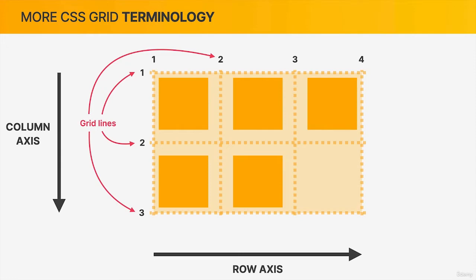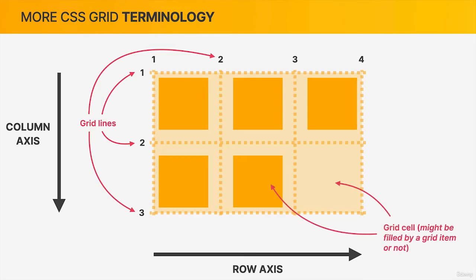And these numbers are actually important because we can use them to place a grid item exactly in one place in the grid where we want it to be. Now the intersection of all these grid lines, so both the grid lines for the columns and the rows, then creates all these areas into which we can place our grid items. And these areas are called the grid cells.